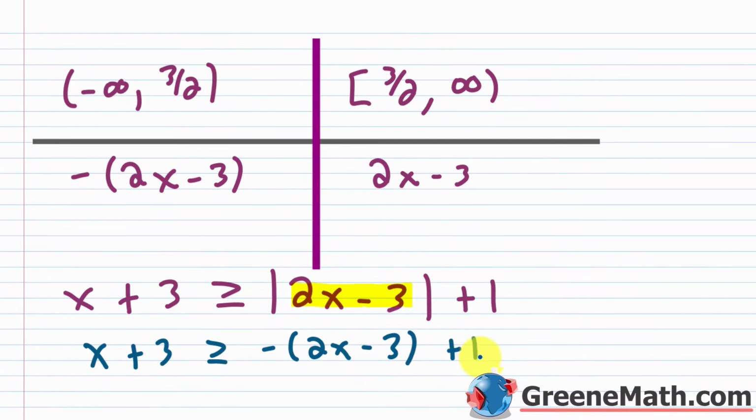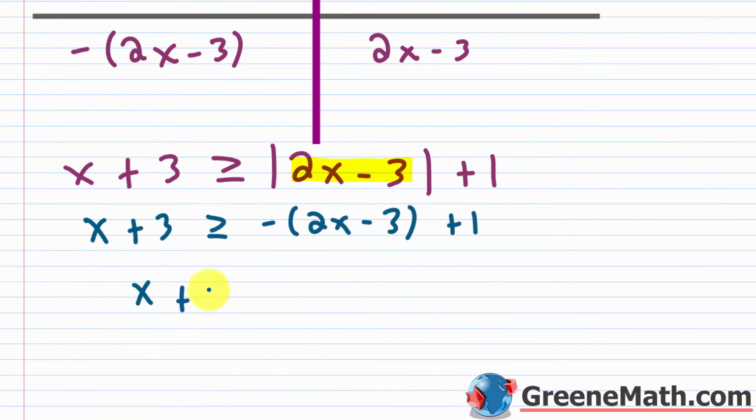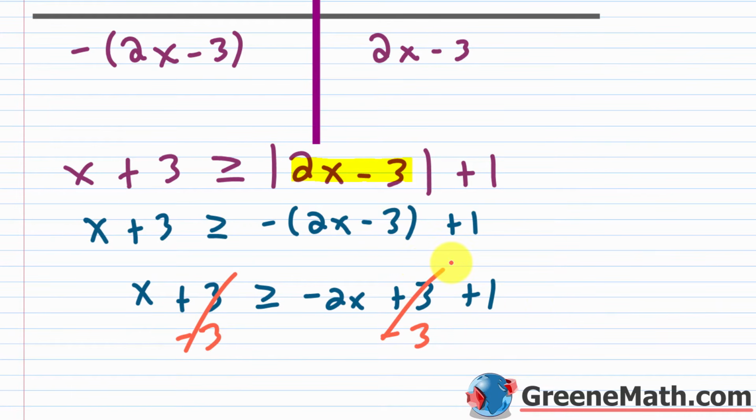And then basically we have plus 1. Okay, so we have x plus 3 is greater than or equal to the negative of 2x, and then plus 3, and then plus 1. Now you notice that you have 3 here and 3 here. You could subtract 3 away from each side of the inequality. Let me actually just show that so that nobody is lost. And I'll cancel it like this so it's a little bit more clear what's going on.